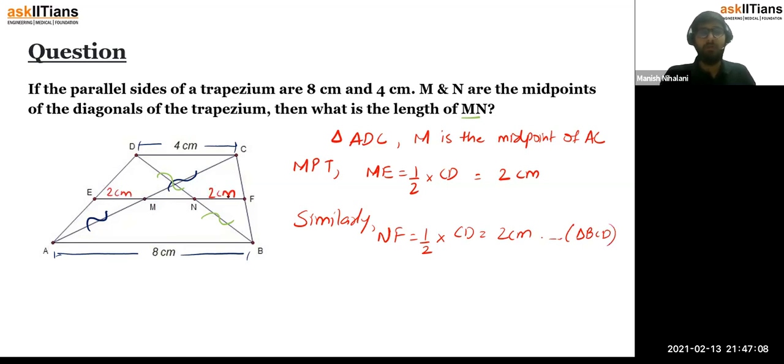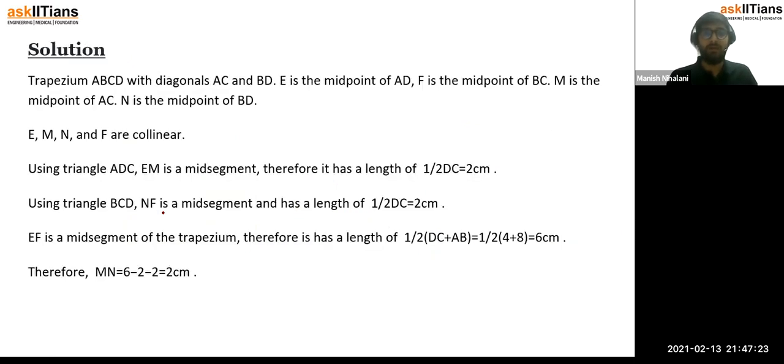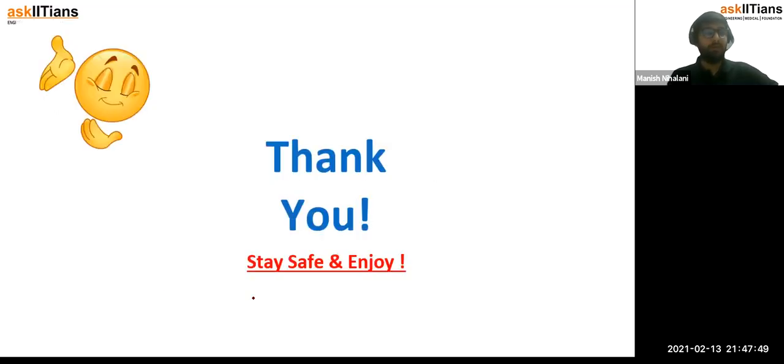Now we somehow need to find MN, right? For that, we need to know whether the sides AB and CD are parallel. So you would say yes, they are parallel. So in that case, we would say EF is the mid segment of the trapezium. And if EF is the mid segment, then its length is half times AB plus CD, that is 6 centimeter. Therefore, your MN would be 6 minus 2, which is just 2 centimeter, right? So this is what the midpoint theorem of a trapezium is.